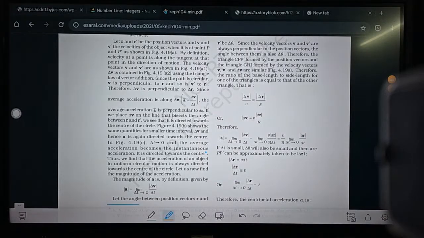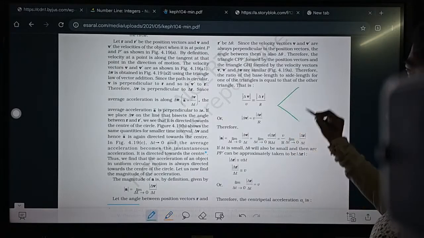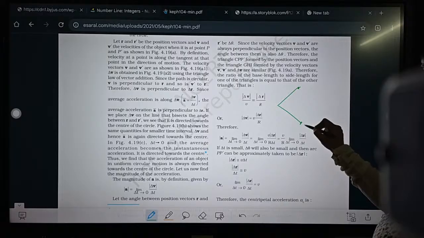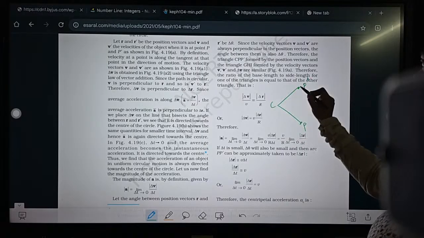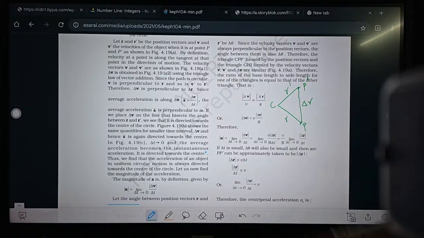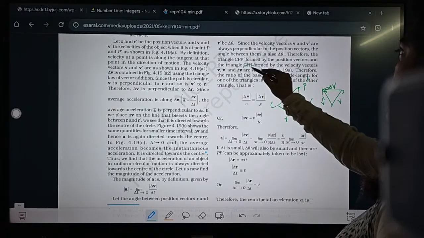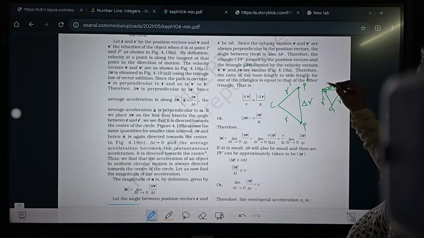Therefore, the triangle CPP prime formed by the position vectors and the triangle GHI formed by the velocity vectors are similar. They have taken them like that, from that picture. This P prime and center, this is delta R prime. Similarly, V prime, V and delta V. So these triangles they have taken as GHI.